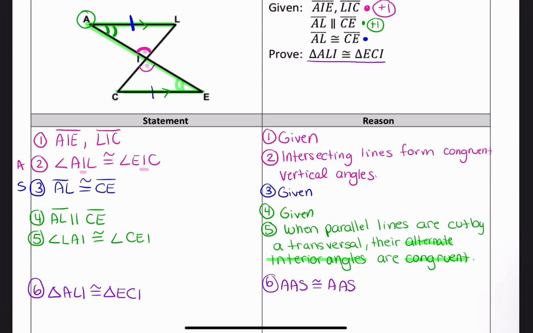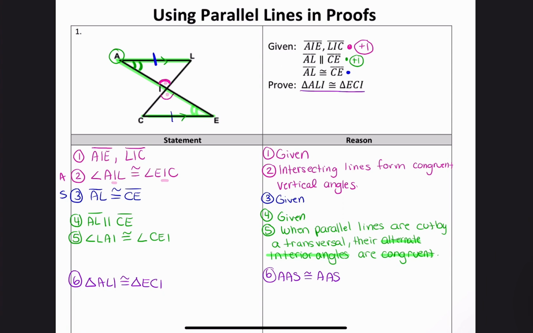I'm going to tell you 9 out of 10 times it's either alternate interior angles or corresponding angles, but that doesn't mean it can't be something else. Those are just the most frequently used. So let's try example number 2.